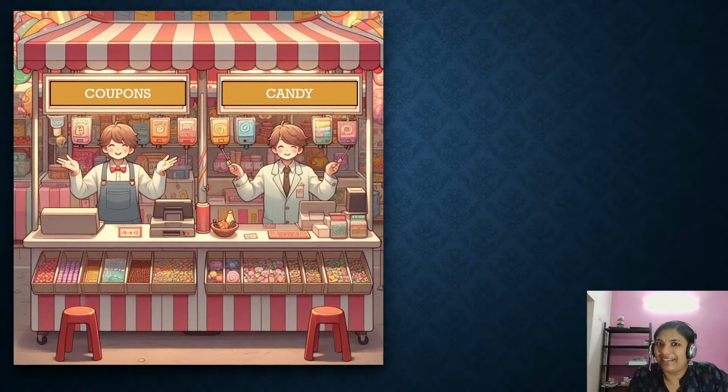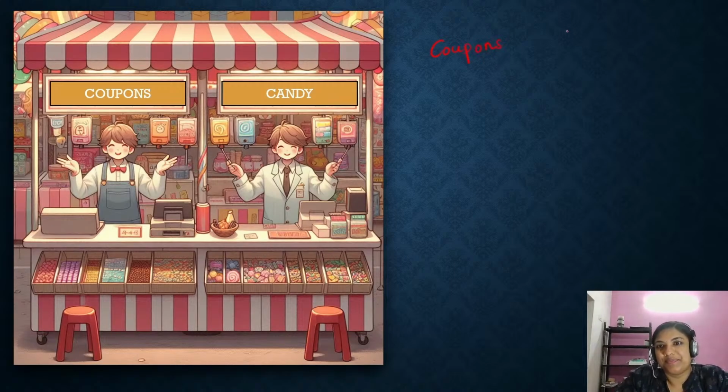That's a good offer, right? Okay, so these friends decided to go and get some coupons. Okay, so did you understand? That means if a person buys one coupon, then that person will get one candy, and along with that, that person will get three more extra candies. That means 1 plus 3. So let's see how.